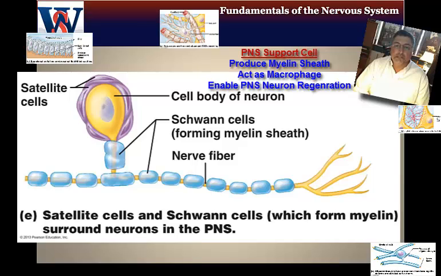Take a look at this image. You can see that the Schwann cells do not overlap one another. There are spaces in between them. Those spaces we'll see are known as the nodes of Ranvier.